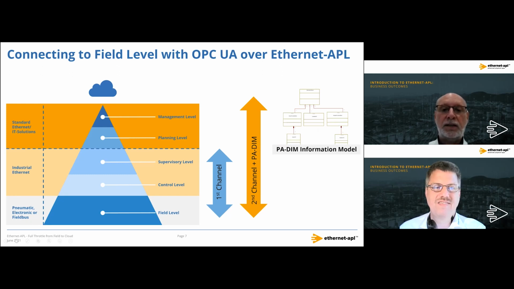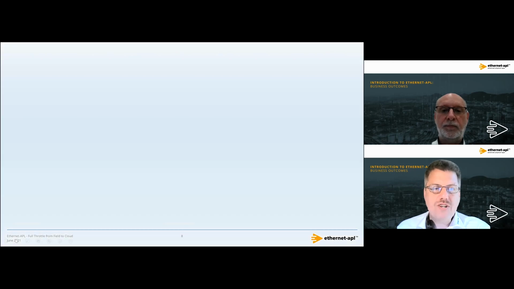Important for that is that we have standardized information, and here PA-DIM, a standardized information model for process automation, helps. And you see that there's a lot more involved than just Ethernet communications. The PA-DIM model, for example, takes place on a different layer of communications. But let's get back to Ethernet.